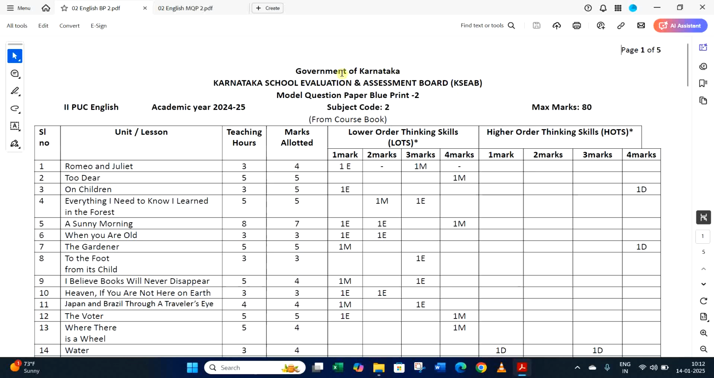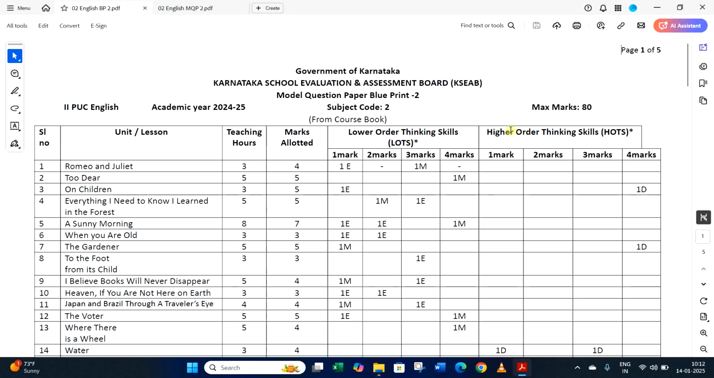So my dear students, you can see over here at the very top of the blueprint you can find Government of Karnataka School Evaluation and Assessment Board Model Question Paper Blueprint second. And also you will observe over here all the units from the course book, that is English PUC second year Spring. You can find here all the units, all the lessons. You can find over here teaching hours and the marks allotted to each lesson.